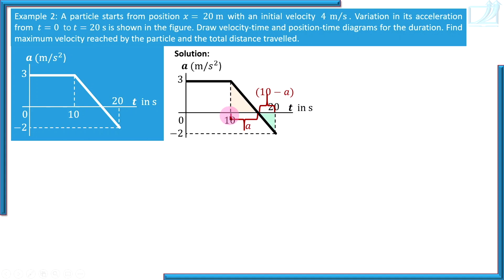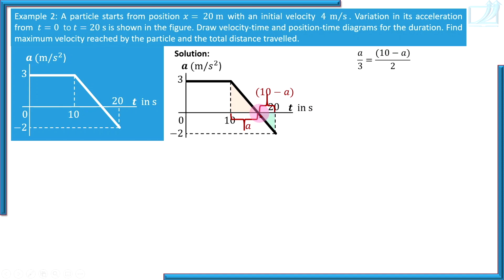How come? So watch here. From t equal to 10 to t equal to 20, this entire duration is 10 seconds. So this length is A, so the remaining length is 10 minus A. Now use the geometry of similar triangles. What is that? Base by height of the bigger triangle is equal to base by height of the smaller triangle.